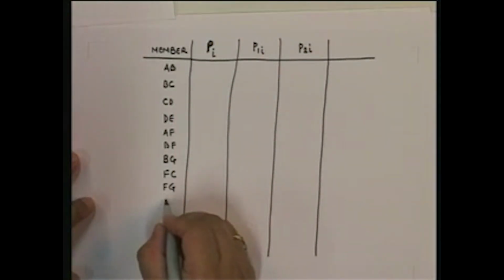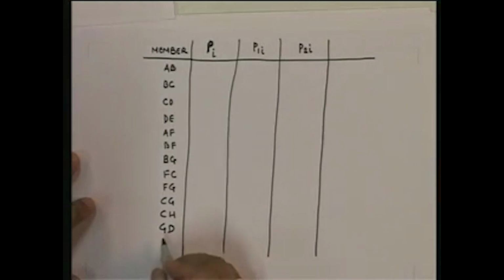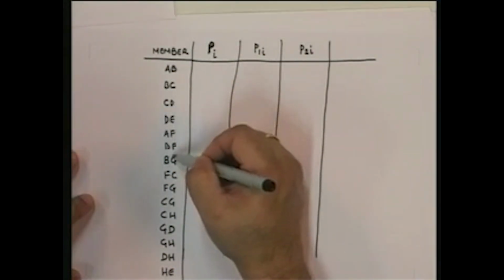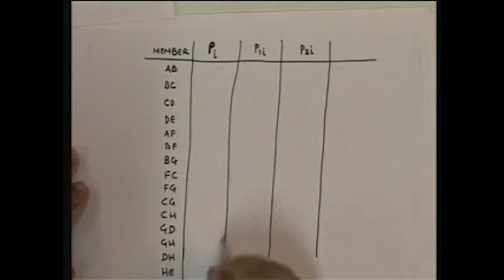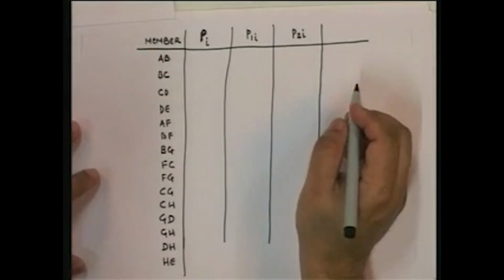FG, then I have CG, then I have CH, then I have GD, then I have GH, DH, and HE. How many? 1, 2, 3, 4, 5, 6, 7, 8, 9, 10, 11, 12, 13, 14, 15. Yes, correct. So I have 15 members that I have here, and I'm going to write down the values of the loads that I get.